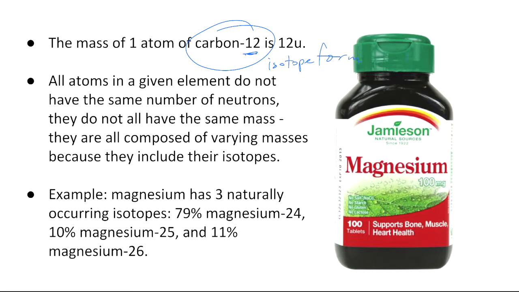All atoms in a given element do not have the same number of neutrons, so they do not have the same mass. Understand that the mass is a combination of protons plus neutrons. Combine those two together and you get the mass. You could have a different number of neutrons, which will result in a different mass altogether. Hence, what makes these different isotopes of a specific element.